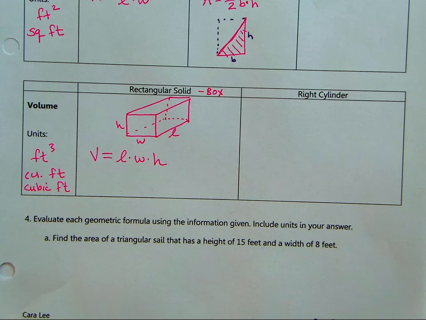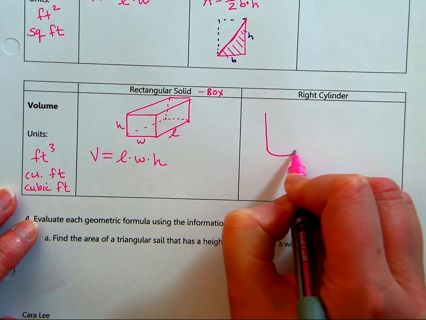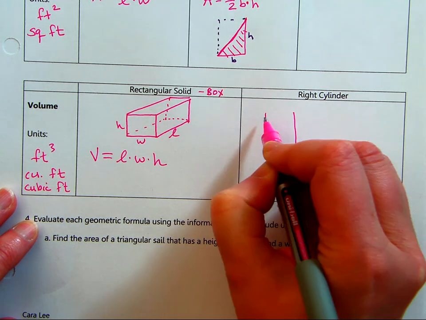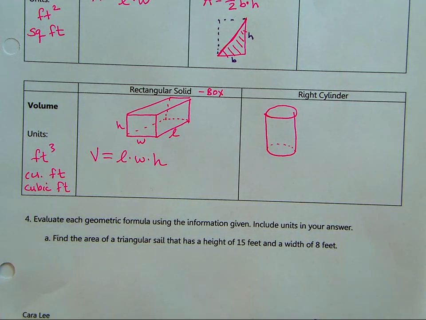Okay, right cylinder is our other one. That's a can. So I'm going to give it a rounded bottom and a circular top. They call it a right cylinder because it's perpendicular to the ground. If it was leaning, that would be a different shape, like the Leaning Tower of Pisa.